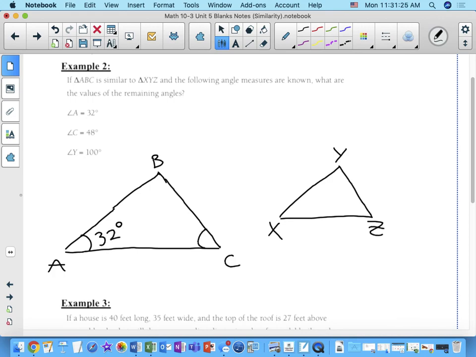and C is 48 degrees. Okay, and then Y is 100 degrees. Okay, we want to know what the other angles are. Well, if we know that they're similar, what does that mean about the angles that correspond to one another? If these two shapes are similar, what do we have to know about angle A and angle X? If the shapes are similar.